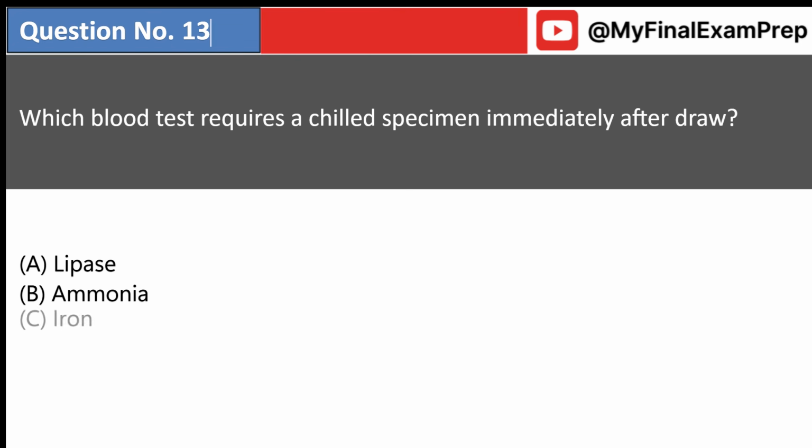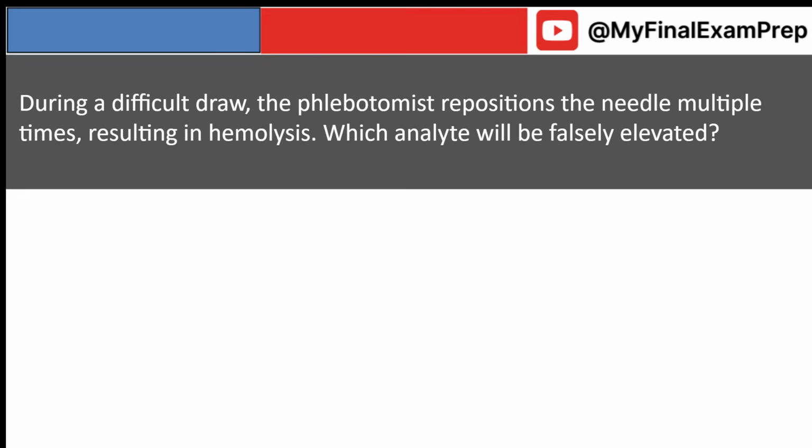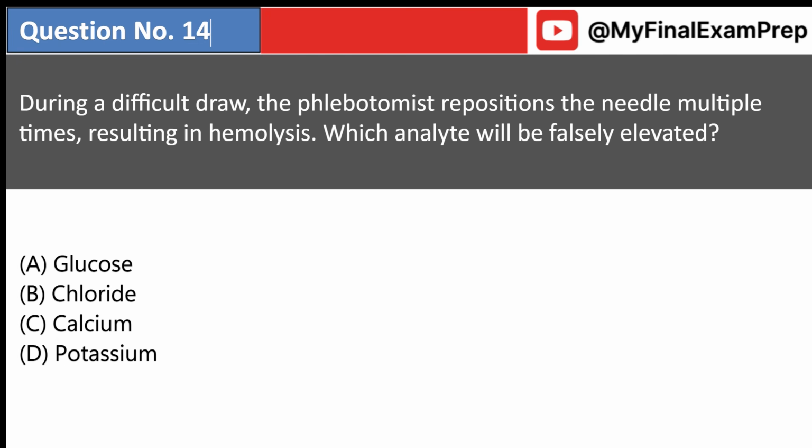Which blood test requires a chilled specimen immediately after draw? A. Lipase. B. Ammonia. C. Iron. D. Creatinine. Answer B. Ammonia must be placed on ice and analyzed promptly to prevent rapid degradation due to metabolic activity in the blood cells.